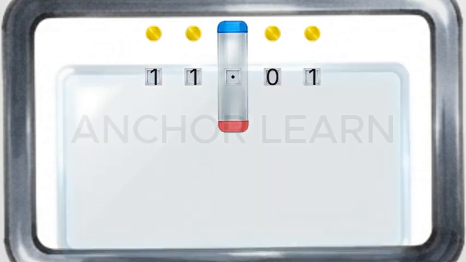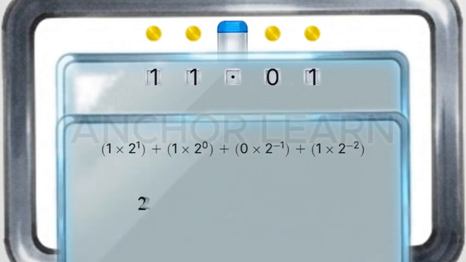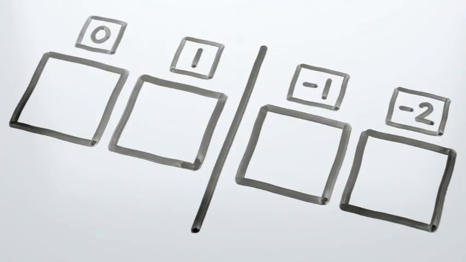Next, we multiply every digit by our original base, 2, raised to its assigned power. We then simplify. 2 to the power of 1 is 2. 2 to the power of 0 is 1. The 0 term cancels out. For negative powers, they represent fractions. 2 to the power of negative 2 becomes 1 over 2 squared, which is 0.25. Adding these together, 2 plus 1 plus 0 plus 0.25 gives our final answer of 3.25 in base 10. The value of each digit is determined by its distance from the decimal point, defining which base power to apply.